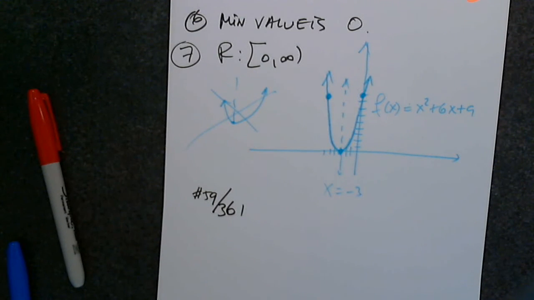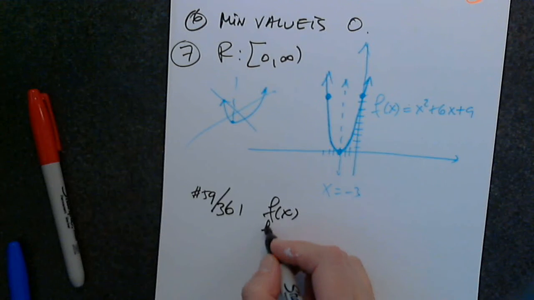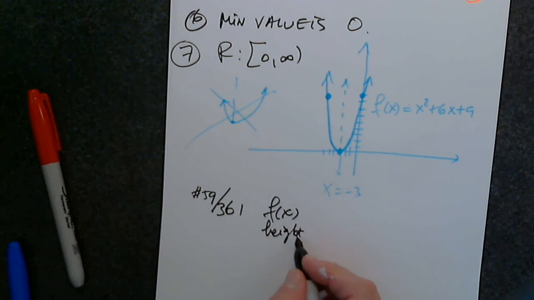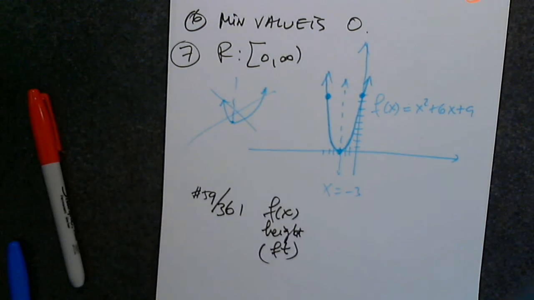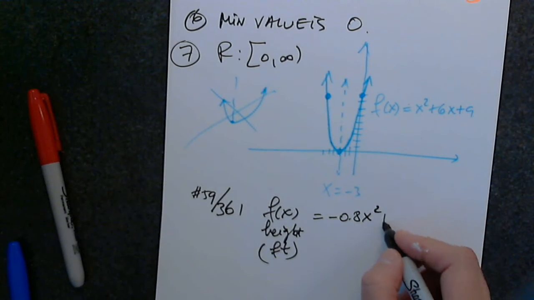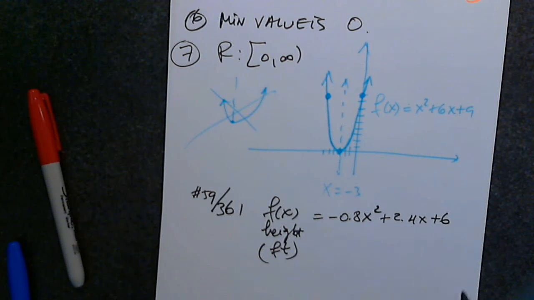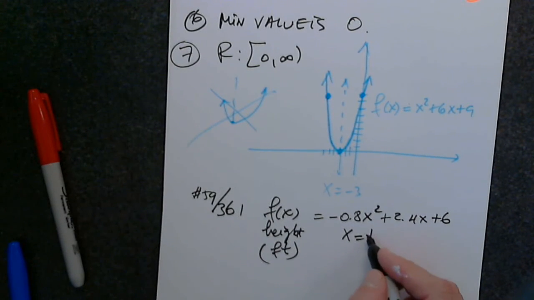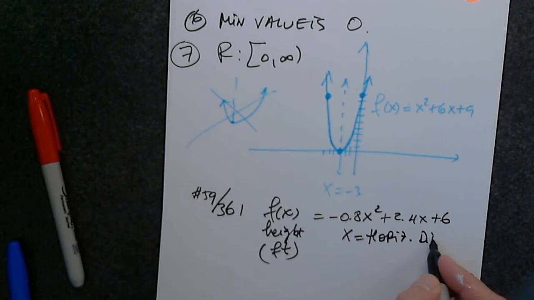A ball is thrown upward and outward from a height of 6 feet. The height of the ball, f of x, so I take notes, height in feet is given to us as -0.8x squared plus 2.4x plus 6. And x is the ball's horizontal distance, so x is the horizontal distance, also in feet, from where it was thrown.